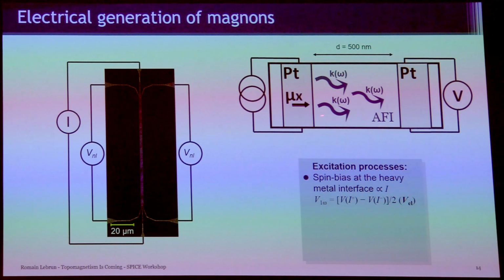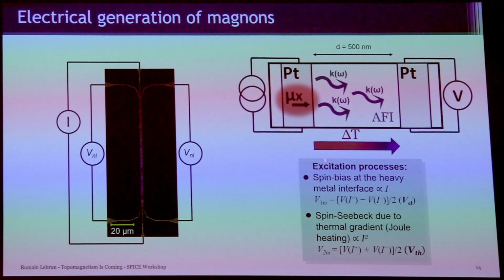But at the same time, when you apply a charge current in a platinum stripe, you will also have some Joule heating in your system. So you will also generate a thermal gradient. And this thermal gradient can also generate propagating magnons through the spin-Seebeck effect. This effect is quadratic in current, so you can also detect it as a second harmonic of your signal, and I will generally call it the thermal signal or the spin-Seebeck signal in the rest of my talk.